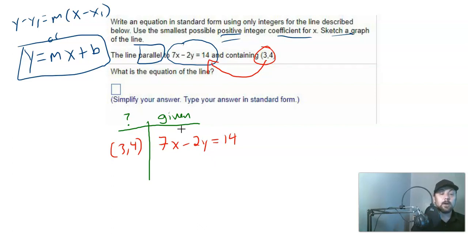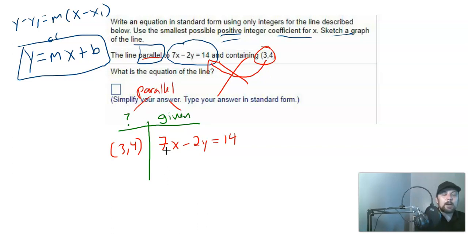And so you put it over here in this column. So don't do this. That point doesn't go with that equation. It goes with the equation that we're looking for, so it goes in this column. And then the last piece of information we know is that these are parallel. And so I like to write that information up here.